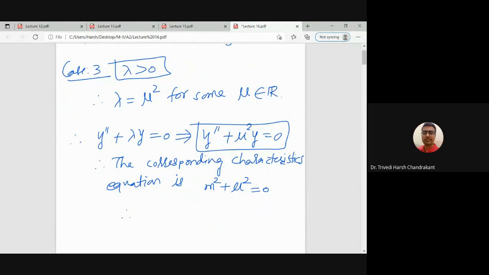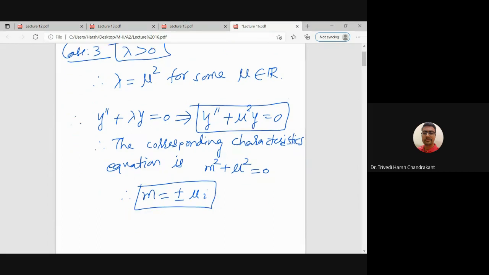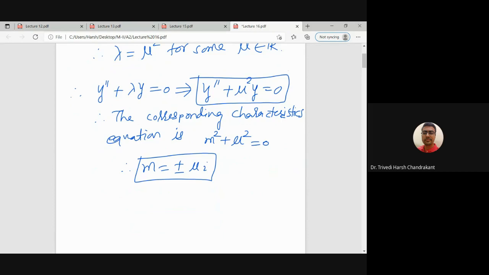That is, m equals plus or minus mu times i, because mu is a real number. So now we have these two different values m1 and m2, and m1 and m2 are complex numbers. So this is the third case of the second order linear differential equation with constant coefficients. So what will be the general solution?